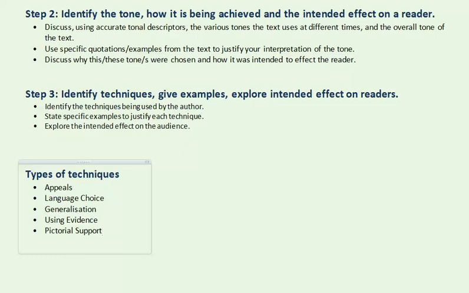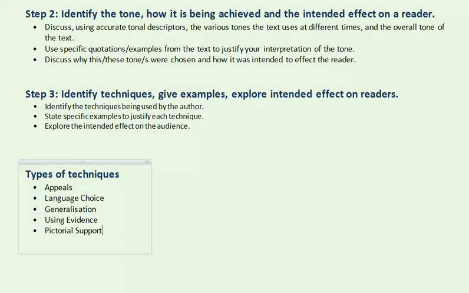The various tones that the text uses at different times, because there will be different tones inferred at different times within a piece. And then also you need to discuss the overall tone of the text, because for one example we might have the author trying to sound like they're angry, but the overall tone might be that they're actually quite calm and level-headed.